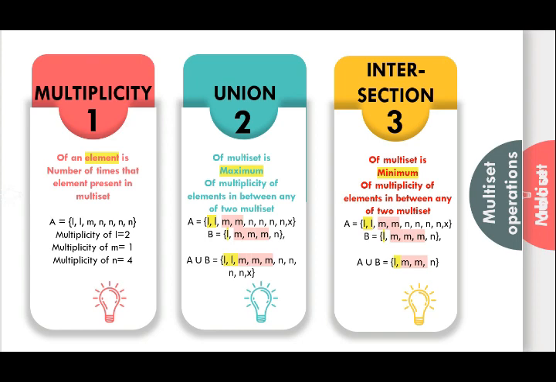First is multiplicity. This operation is performed only on an element inside the multiset. And what is it? It is how many times that element is appearing. For example, in this set, the multiplicity of L means how many times L appears in your set. That is 2 times. So the multiplicity will be 2.